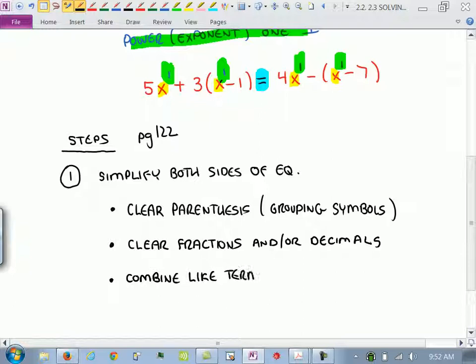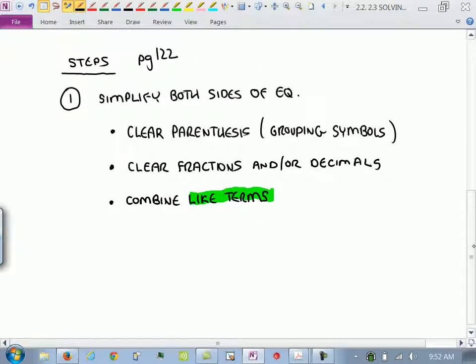Now, what are like terms? We'll have to talk about that, but that's important to point out. We want to combine like terms, and I'll define what a like term is in a minute. That's your first of 6 steps.